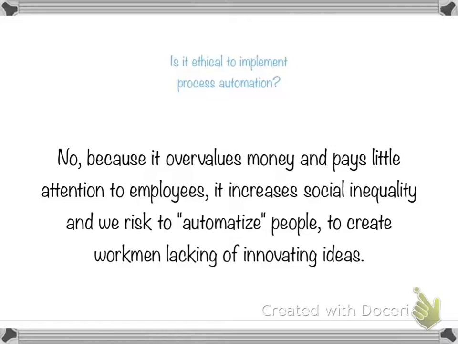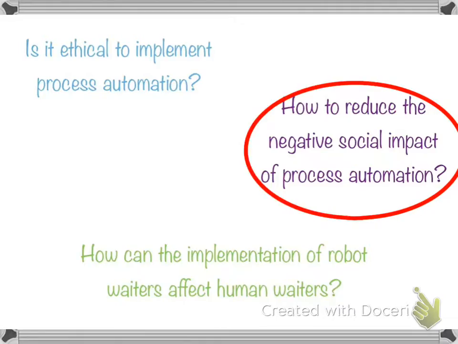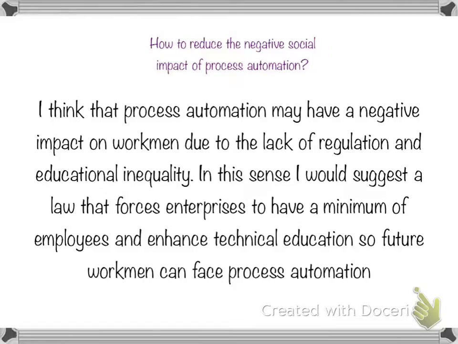If we had chosen the second question, how to reduce the negative social impact of process automation, a possible answer would be: I think that process automation may have a negative impact on workmen due to a lack of regulation and educational inequality. In this sense, I would suggest a law that forces enterprises to have a minimum of employees and enhance technical education so future workmen can face process automation.